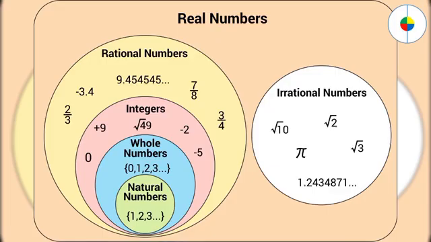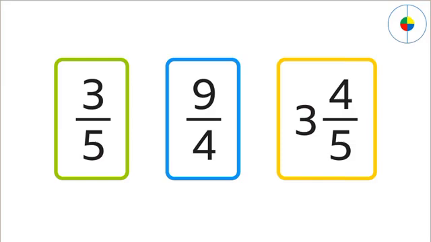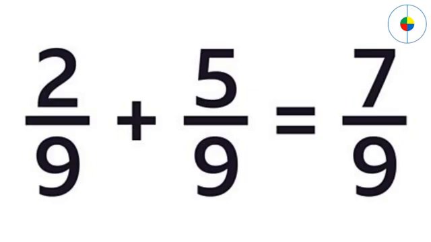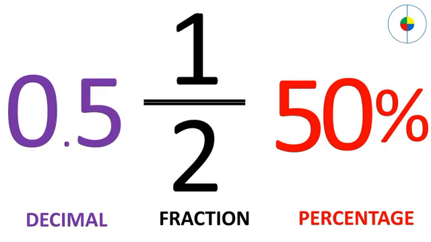How to understand irrational number and real number. Then, there is a new concept called rational number, which is any number that can be written as a fraction. All integers can be written as a fraction. All decimals and percentages can be written as a fraction as well.